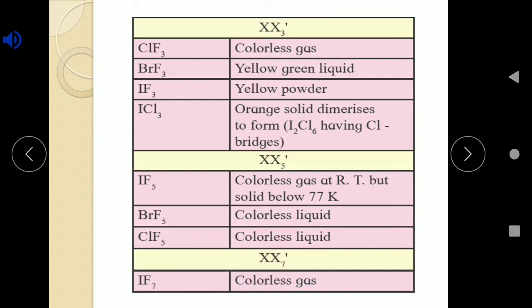XX-7, only one compound is available, that is IF7. It is a colorless gas. So these are the states of interhalogen compounds at room temperature.